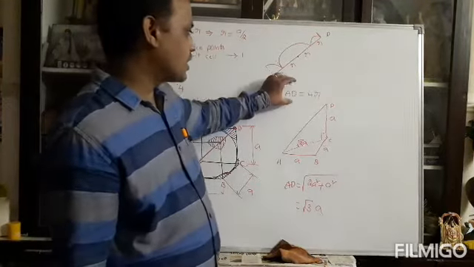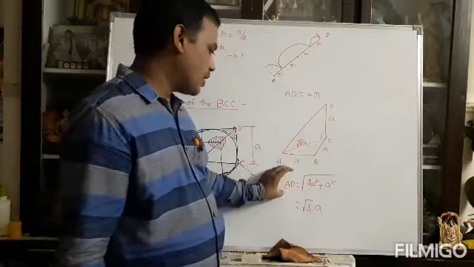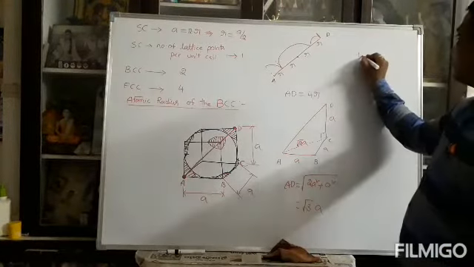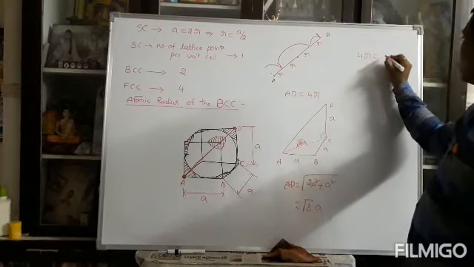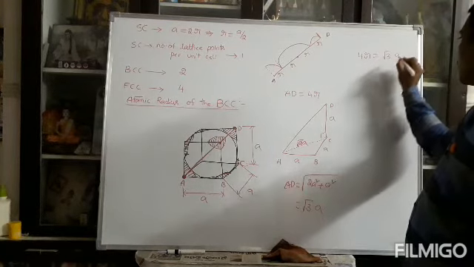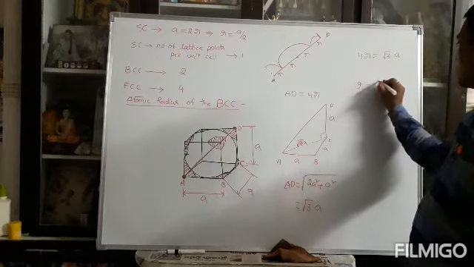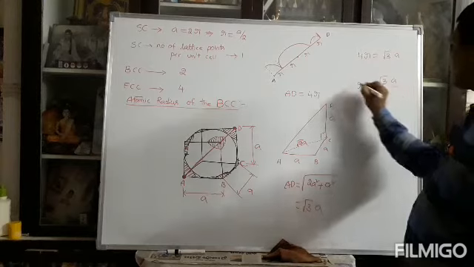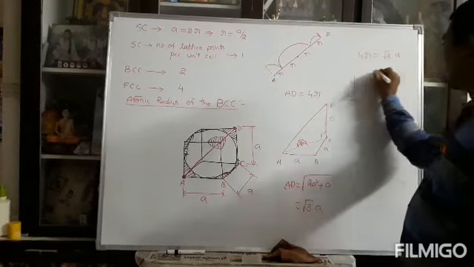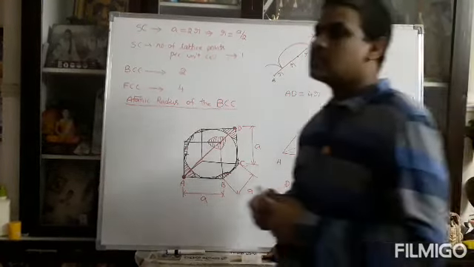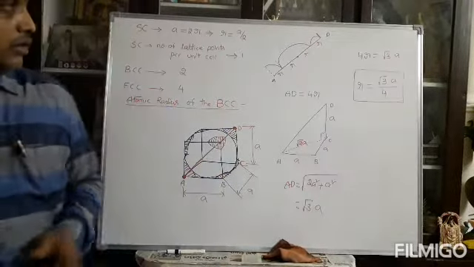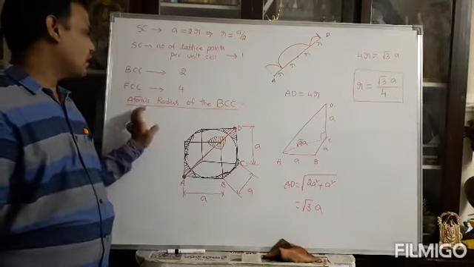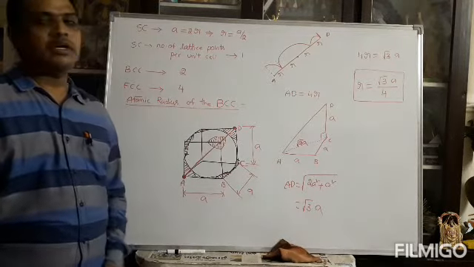So in terms of radius, AD value is 4r. In terms of lattice constant, AD value is root 3a. So from these two, you can write that 4r is equal to root 3 times a. Then the atomic radius in the body centered atom is root 3 times a by 4. This is the relation between the lattice constant and the radius, that is, the atomic radius of the body centered atom.